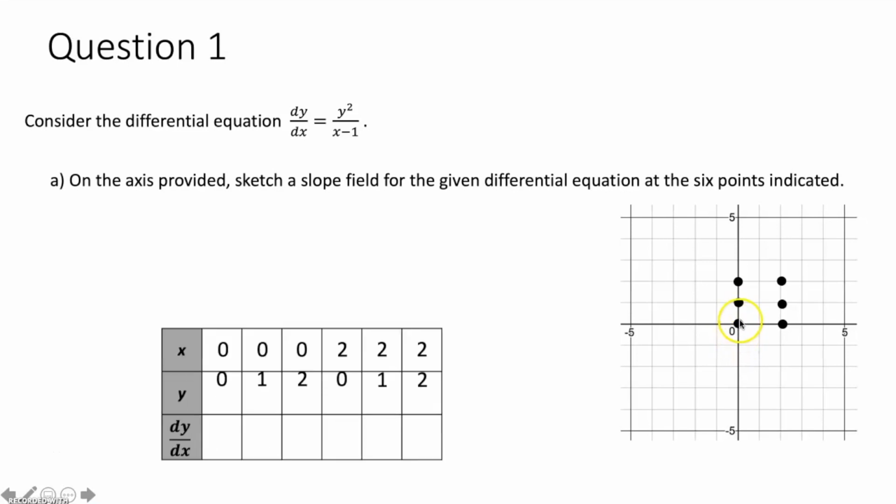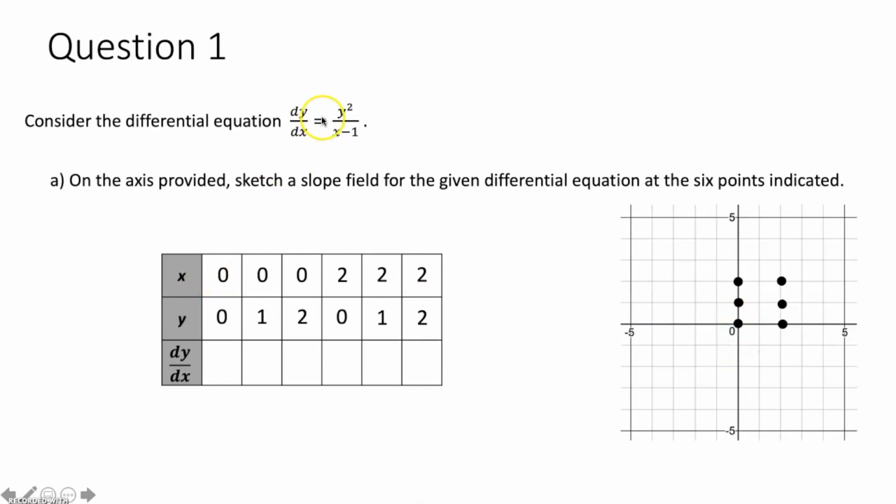We'll start with the point 0, 0. If I plug in 0 for x and 0 for y in my differential equation up here, I get 0 over 0 minus 1, which is 0 over negative 1, which is 0. Meaning the slope of the line tangent to the solution curve at 0, 0 is 0. So through this point at the origin, I'm going to create a little dash that has a slope of 0.